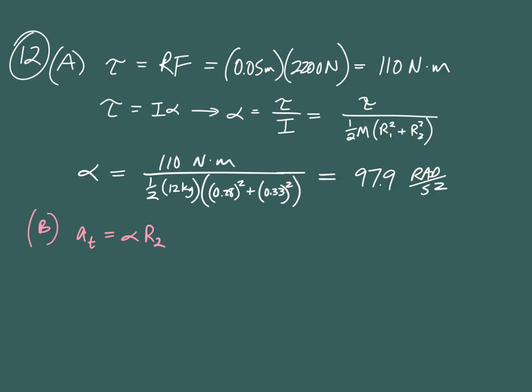So part B, what's the tangential acceleration of a point on the outer edge of the tire? Well, we know that tangential acceleration, we already used this a couple times, is alpha r. It needs to be alpha r2, or the bigger radius. That would be the outer one. All right. So simple calculation, 97.9 times 0.33, and you're going to get 32.3 meters per second, speed of a point out there on the edge of the wheel, or acceleration rather. So this can be meters per second squared.